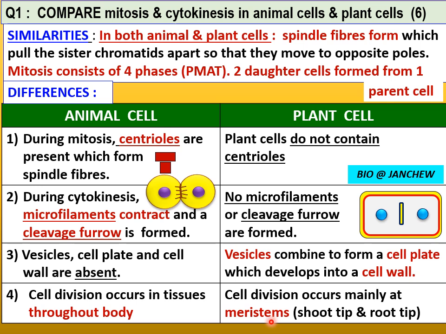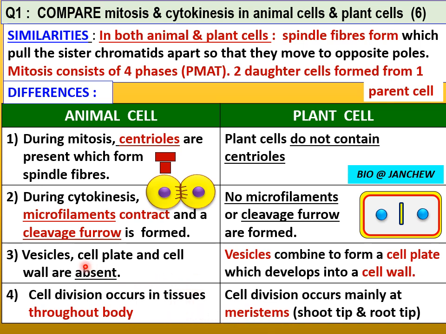This is for the location where cell division occurs. Where does it occur in animals and plants? Okay, so this may be relevant or not relevant to the question here. Depends on how it is asked. If they ask for difference between cell division or mitosis and cytokinesis in animals and plants, then you can give this as part of the answer.